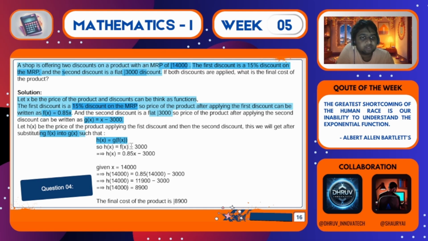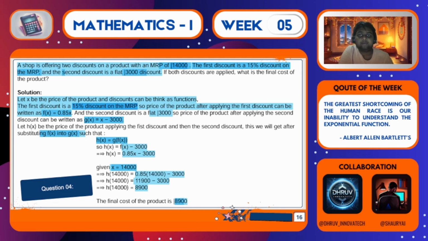Then we know that according to h(x), that is g of f(x), it is x minus 3000, which is your step one. Then you will substitute the x value, which gives you 0.85x minus 3000. Also, it is given that your MRP is 14,000. Now you just have to substitute 14,000 and keep substituting. 0.85 into 14,000 gives you 11.9k minus 3k, which will lead you to 8,900. So your final cost after applying both the discounts is 8,900.